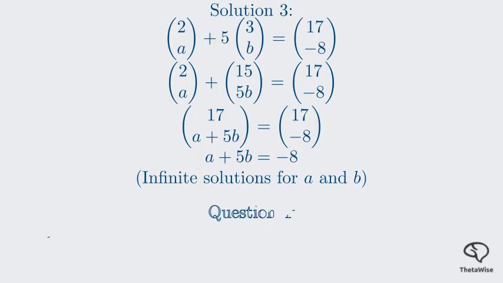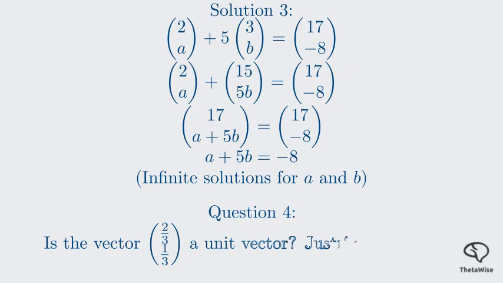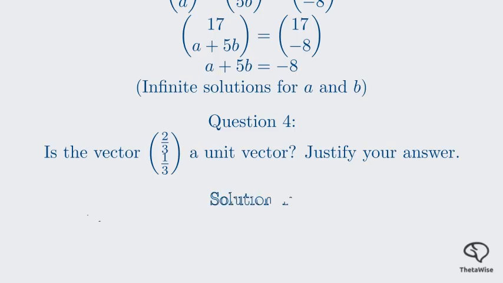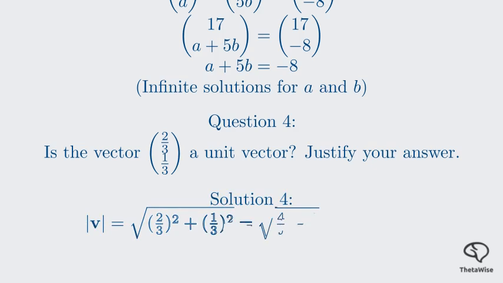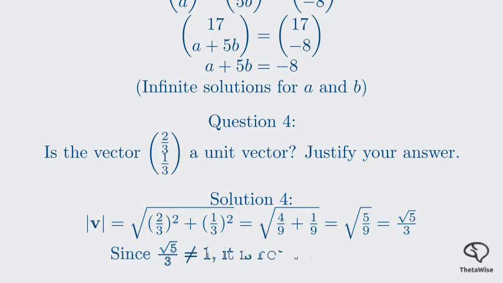Question 4 asks whether the vector (2/3, 1/3) is a unit vector. To answer this, we need to calculate its magnitude. Work this one out. The magnitude is the square root of 2/3 squared plus 1/3 squared. This simplifies to the square root of 4/9 plus 1/9, which is the square root of 5/9. This value is not equal to 1. Therefore, the vector is not a unit vector.